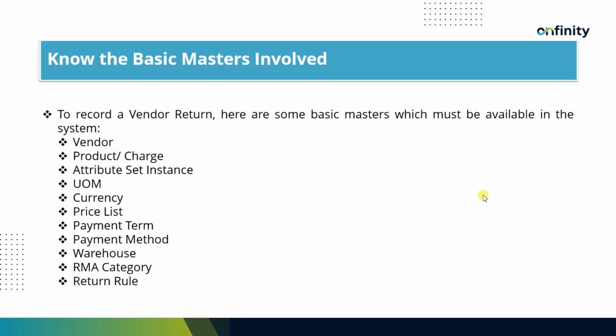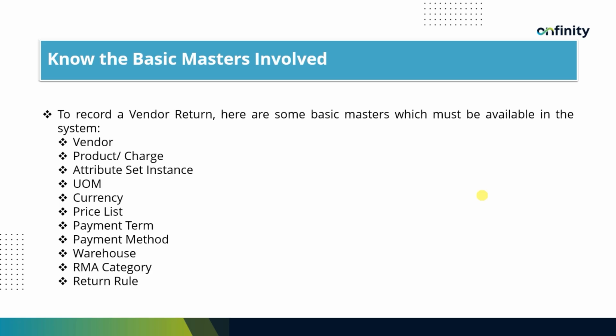Let's know the basic masters involved in the vendor return process. To record a vendor return, here are some basic masters which must be available in the system. You must have a vendor, a product or charge, an attribute set instance if applicable, a defined unit of measure, currency, a relevant price list, a set payment term and payment method, a designated warehouse, an RMA category or RMA type, and finally, a defined return rule.